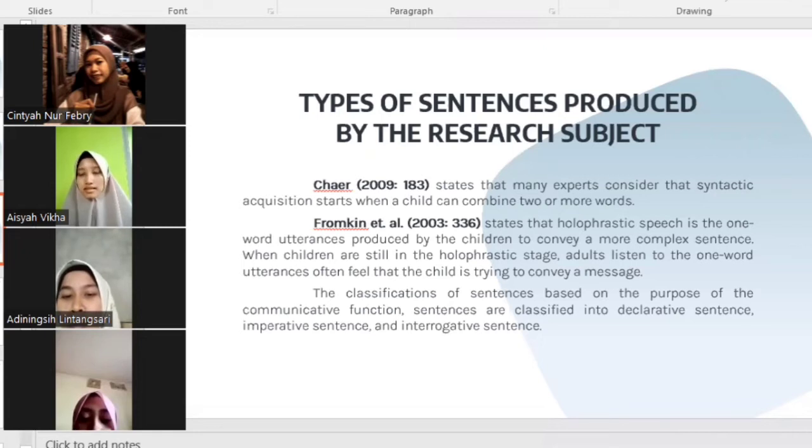Chair states that many experts consider that syntactic acquisition starts when a child can combine two or more words. Frumkin et al. say that holophrastic speech is one where an utterance is produced by the children to convey a more complex sentence. When children are still in the holophrastic stage, adults listening to the one-word utterances often feel that the child is trying to convey a message. For the classification of sentences based on the purpose of the communicative function, sentences are classified into declarative sentences, imperative sentences, and interrogative sentences. Next.